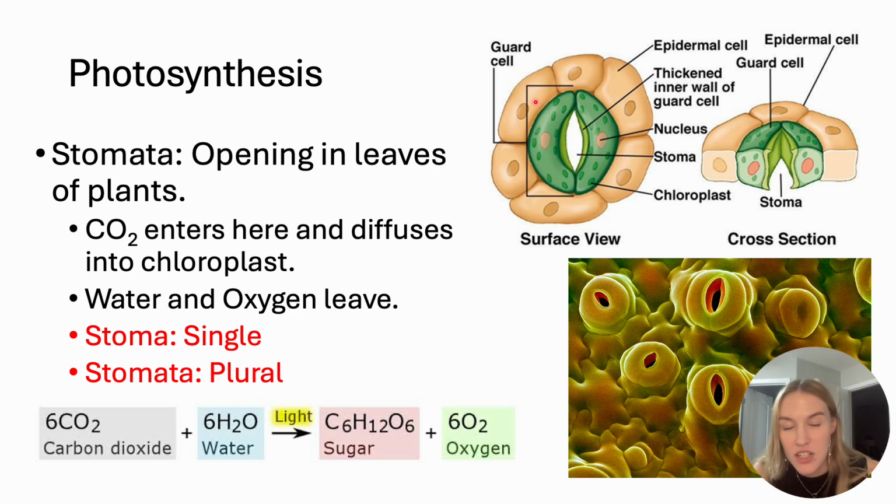Now, some of the oxygen is going to need to be used for cellular respiration, but generally we want to diffuse some of that oxygen out. But water, we don't want to lose that. Water is very, very important, and so they really, really want to conserve water. And so this is going to be a balance. The plant is going to have to open and close according to both CO2 needs and water needs.